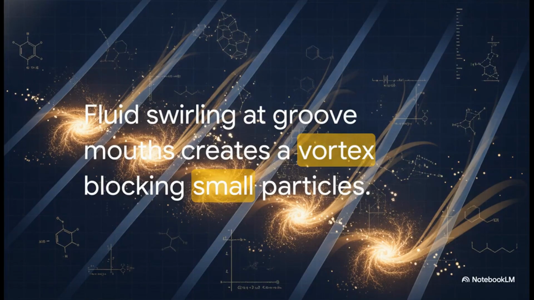Instead, as water flows rapidly over those filter plates, the fluid actually swirls at the mouth of each groove, creating a tiny localized vortex. This vortex acts almost like a knot of hair in a comb. It effectively blocks particles that are even smaller than the physical gaps in the filter itself, just bouncing them down into the ray's throat without ever clogging the system. It is just an absolute masterclass in rational design.